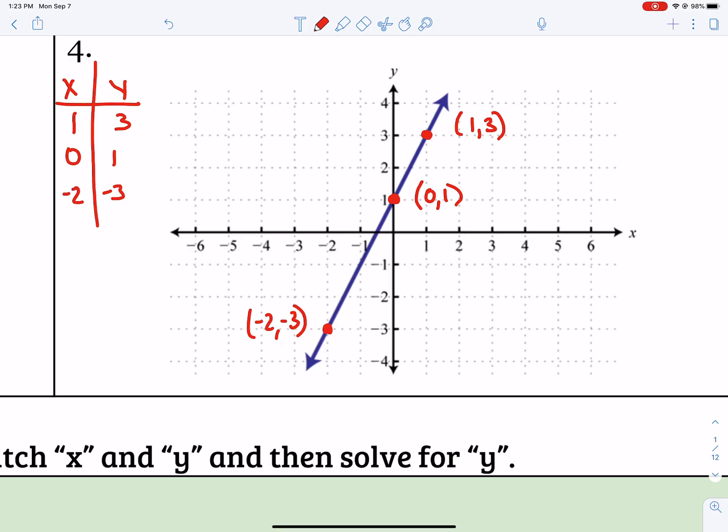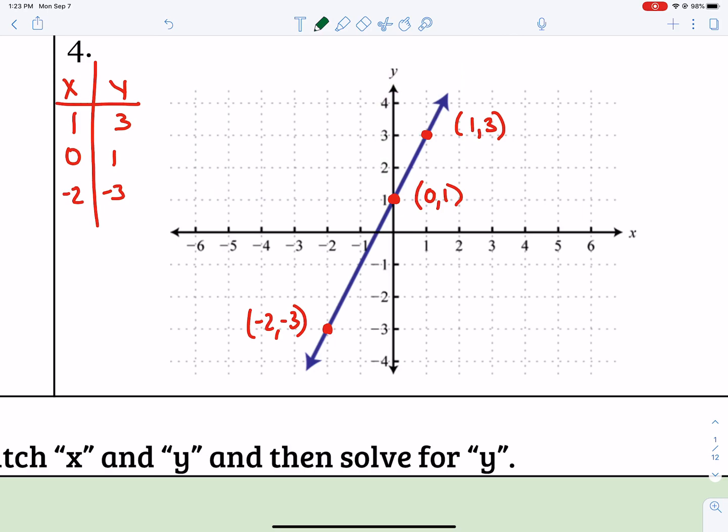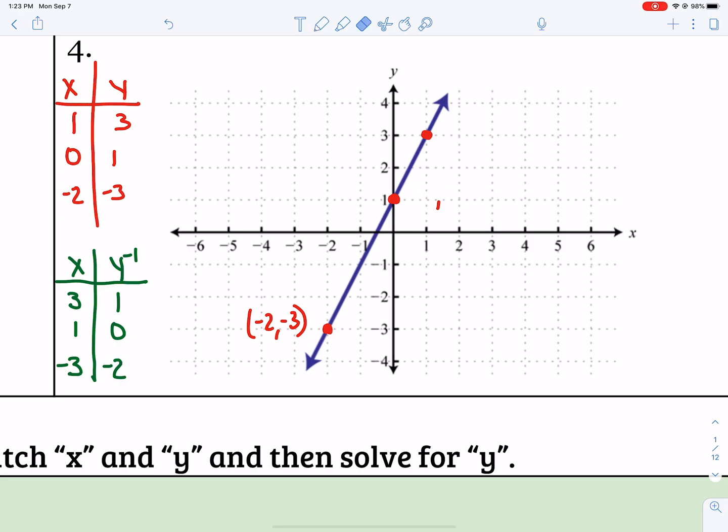They don't have to be in any particular order. All I need to do now is switch them for my inverse and then graph those points. So I'm just going to make another table and I'm going to switch them. So I'm going to say 3, 1, 1, 0, and -3, -2 are going to be on my inverse graph. So then I plot those points. I'm going to move these points out of the way just to make my graph look a little bit cleaner for a minute. So let's plot our new points.